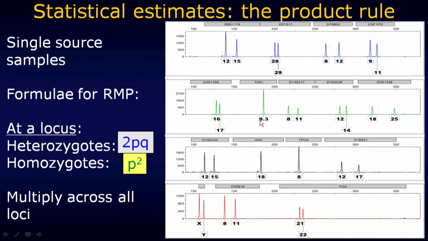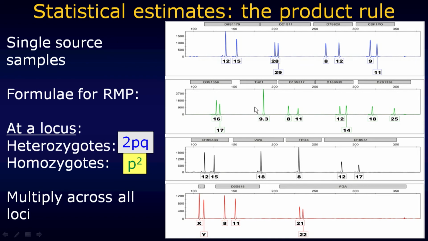Here, the individual has two copies of the 9.3. If you're curious, what that means is that the individual's mother and father both contributed a 9.3 to him as he was developing as an embryo. But at some other locus, like the D8 locus, his mother may have given the 12 and his father may have given the 15, or vice versa. Right? So that's the essence of what's going on here. There are two kinds of loci. Loci where the individual is a heterozygote because they have two peaks, and loci where the individual is a homozygote because they have one peak.